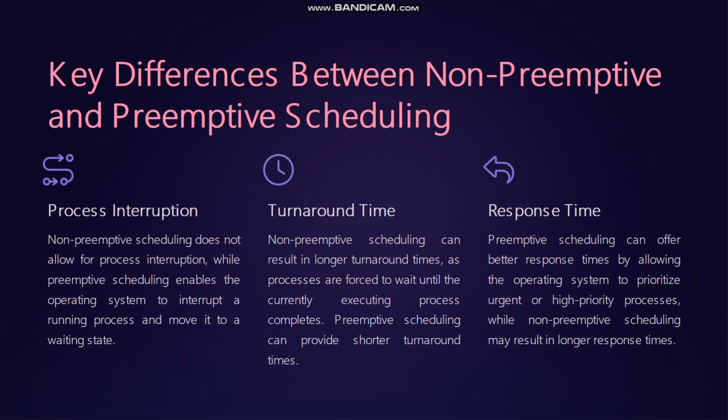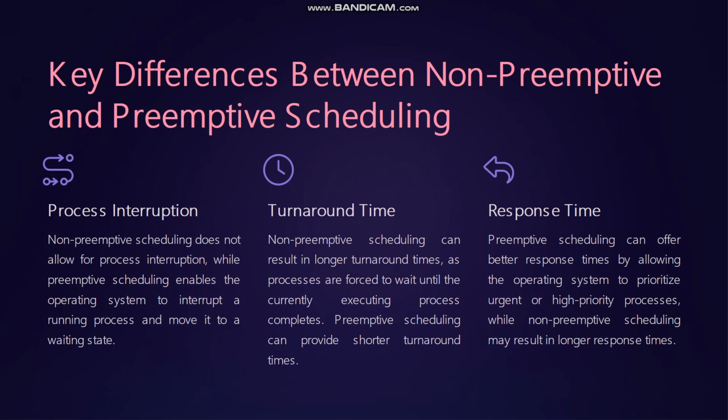Key differences between non-preemptive and preemptive scheduling. Process interruption. Non-preemptive scheduling does not allow for process interruption, while preemptive scheduling enables the operating system to interrupt a running process and move it to a waiting state.